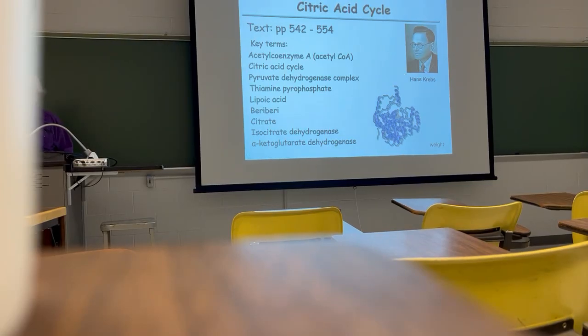He was a German scientist working on this in the 1930s. He was Jewish and had to escape Germany before the war started and went to England. And there he continued to work, and he got the Nobel Prize for discovery of the citric acid cycle. He also discovered another pathway we're going to talk about this semester, the urea cycle that's involved in metabolism of amino acids. So he was a very productive scientist who made a lot of good contributions.